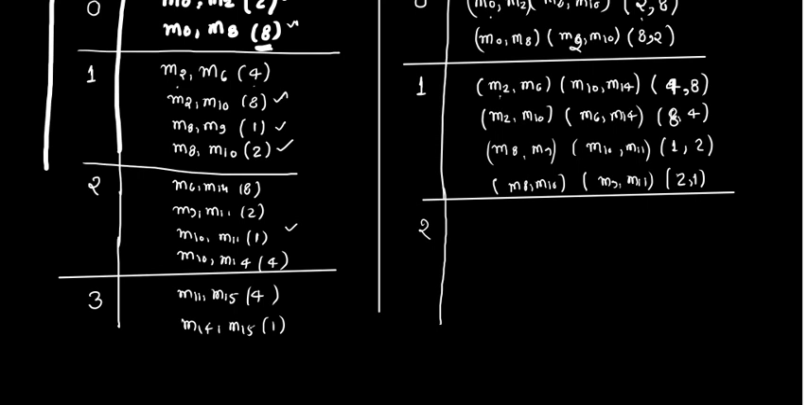So M6, M14, no possibility. M9, M11, no possibility. M10, M11 can be combined with M11, M15? No, because the differences are 1 and 4.